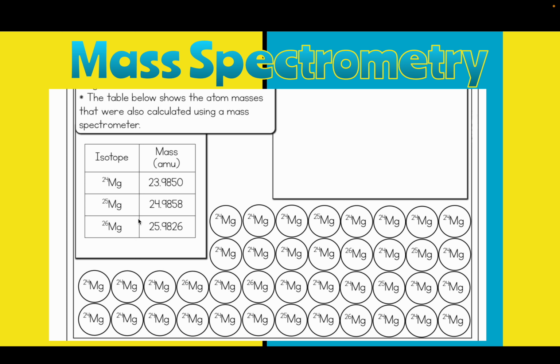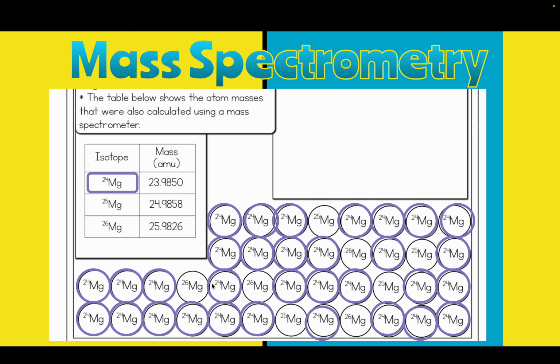So go ahead and take a moment and find all in our sample of magnesium here. You can see all our magnesium atoms. Go ahead, pause the video, and color code all of your isotope 24 magnesium atoms. All right, did you find them all? You can see that they are present in the highest abundance, which makes sense because that peak corresponded to about 78%.